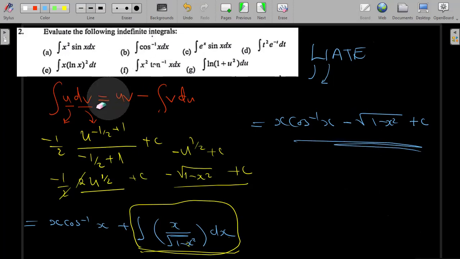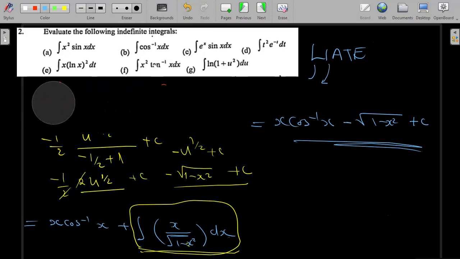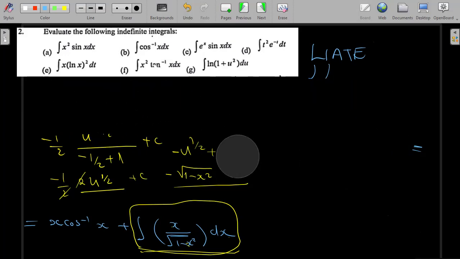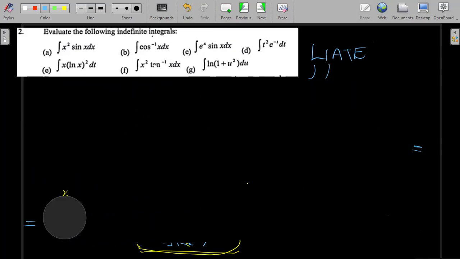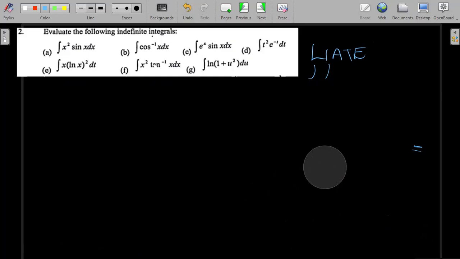Okay, so next we go to the next question. The next question now has the introduction of an exponent, but it doesn't really matter because the exponent in the word LIATE is the one at the end. So it's the integral of e to the x, then I have sine x dx like this. So after getting this, what do I do?